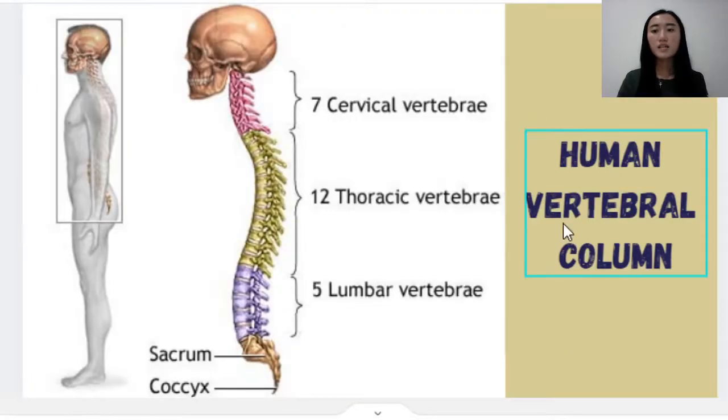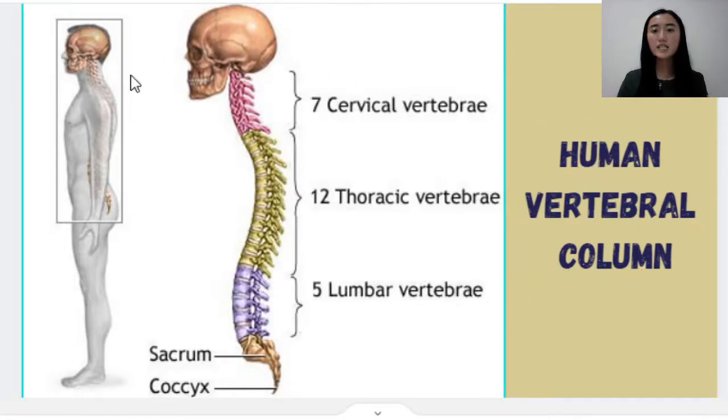We will be discussing the human vertebral column in the next few slides. In this diagram, you can see clearly the numbers of vertebrae in each part of the human vertebral column. There are 7 cervical vertebrae, 12 thoracic vertebrae, and 5 lumbar vertebrae. And the lowest part consists of the sacrum and coccyx.